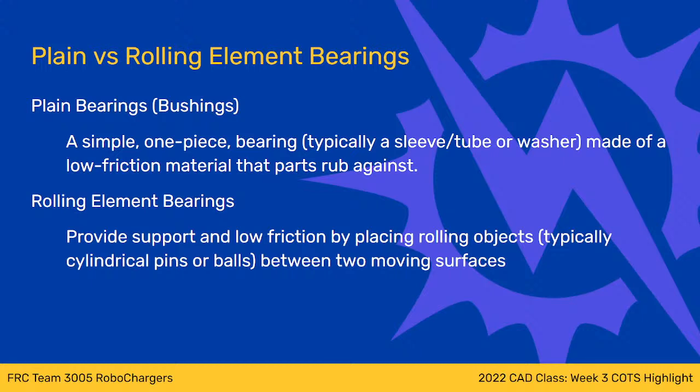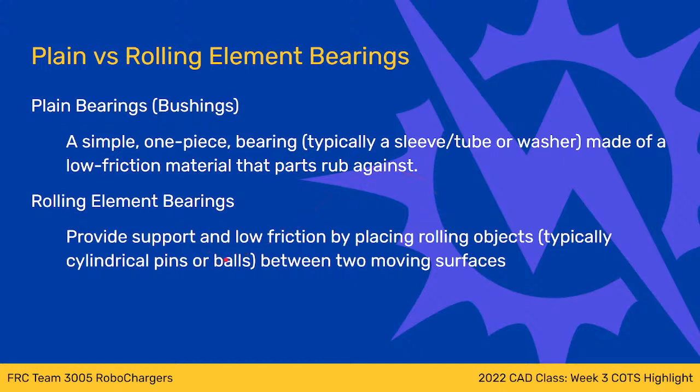So a rolling element bearing is a little different from a plain bearing. It has rolling objects that roll between two round surfaces. And because the objects are rolling, there's no sliding motion. With a plain bearing, there's always a sliding motion. It's a low friction material, but there's still sliding, and there's still some friction.